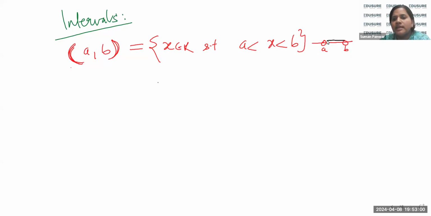Open का मतलब होता है नहीं included है. So this is an open interval. It is open at both the ends, A and B. Okay, इसको open interval बोलते हैं.